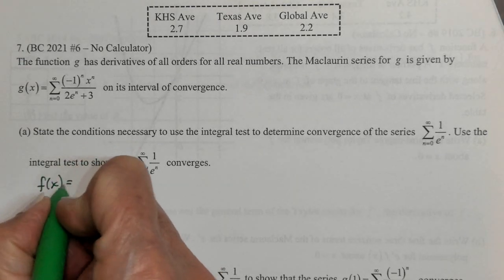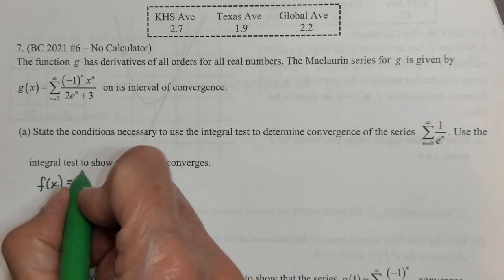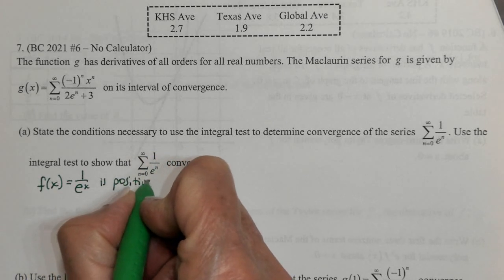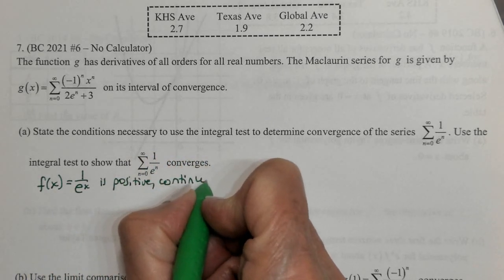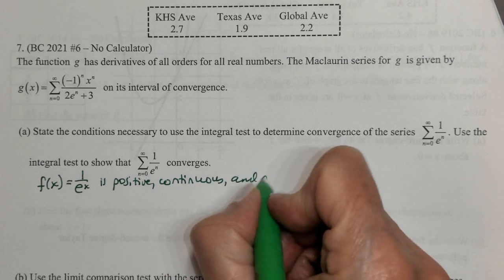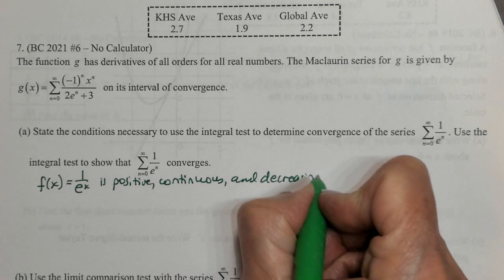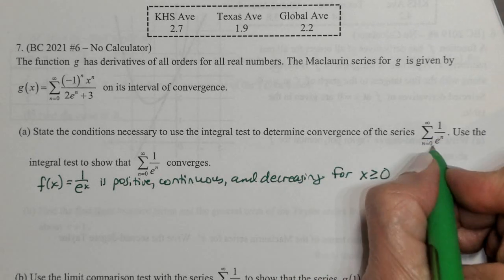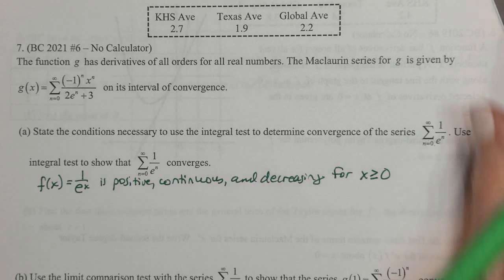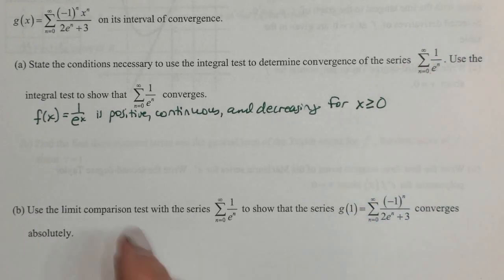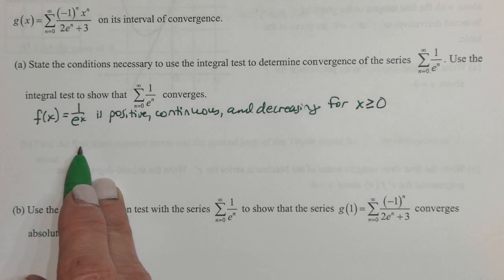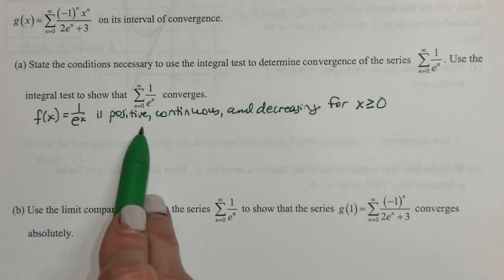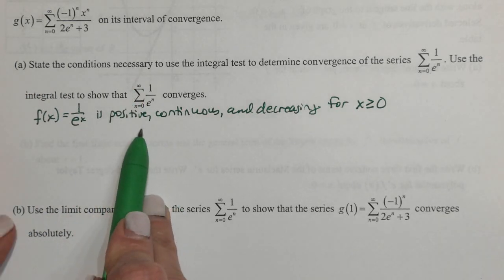The function f of x equals 1 over e to the x is positive, continuous, and decreasing for all x greater than or equal to 0. It's very true. It's e to the x. It's always positive. So, all right. So that takes care of our conditions. Since I said that and they asked me to do that specifically, I know I got a point for that, and I did. All right.